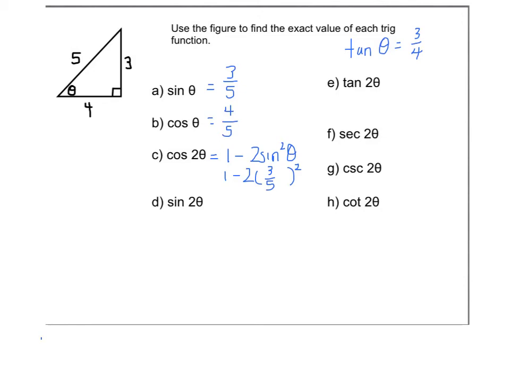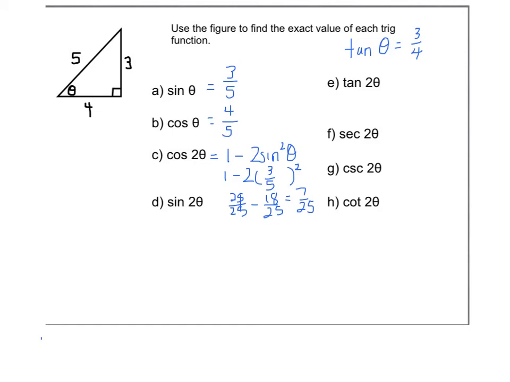So now when you figure the fraction, it's going to be 9/25 times 2. So it's going to be 1 minus 18/25. 1 is just 25 over 25. So the answer is 7/25. So the cosine of 2 theta is 7 over 25.